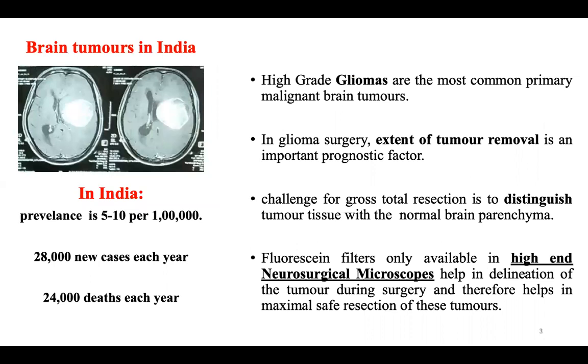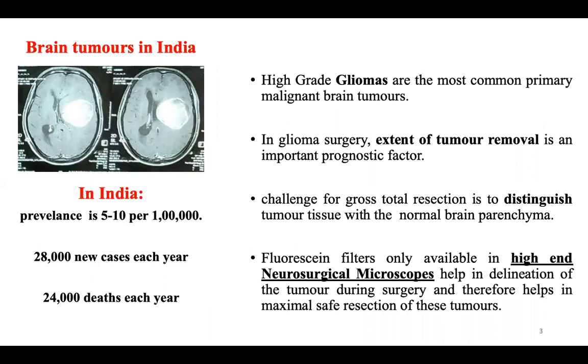In India, the prevalence of brain tumors is 5 to 10 per 1 lakh population, with 28,000 new cases each year and 24,000 deaths every year. Out of all the brain tumors, high-grade gliomas are the most common primary malignant brain tumors. In glioma surgeries, extent of tumor removal is an important prognostic factor.